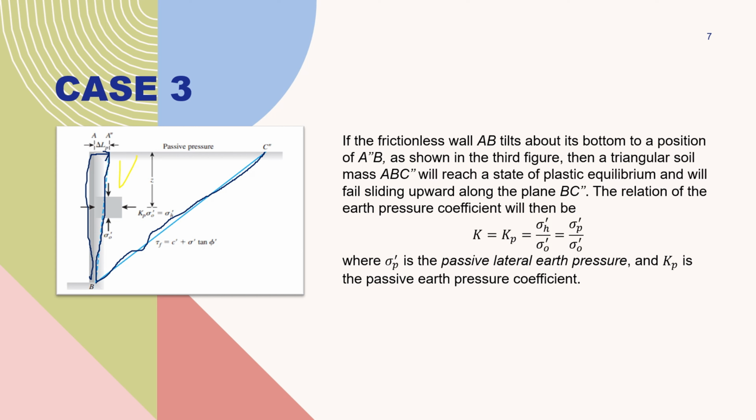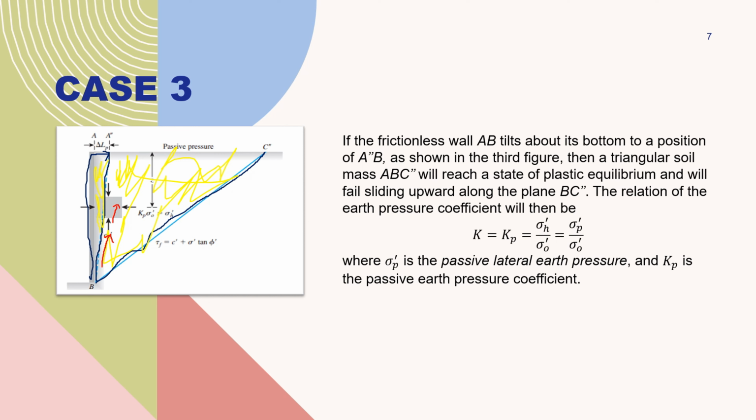The soil mass that is retained will slide upward, as if it is being squeezed, because of the movement of the wall into the soil. So the new relation, again from the relation of K and the stresses involved, just changes the subscript H into P, where P means passive, where stress prime P is the passive lateral earth pressure and Kp is the passive earth pressure coefficient.